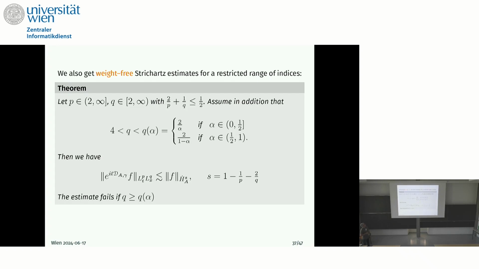What this result says is that standard Strichartz estimates hold. So this is really the standard set of indices, provided Q is restricted to a strip, which depends on the parameter alpha. And actually, this bound is necessary. We have counterexamples for Q larger than Q alpha. This other bound is probably not necessary; it can probably be removed.